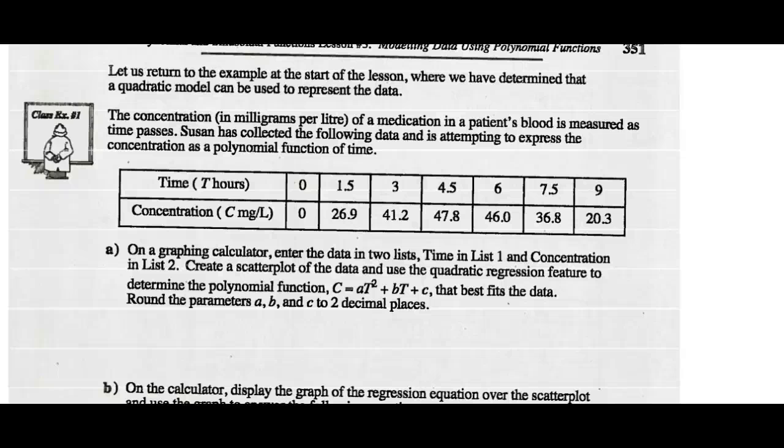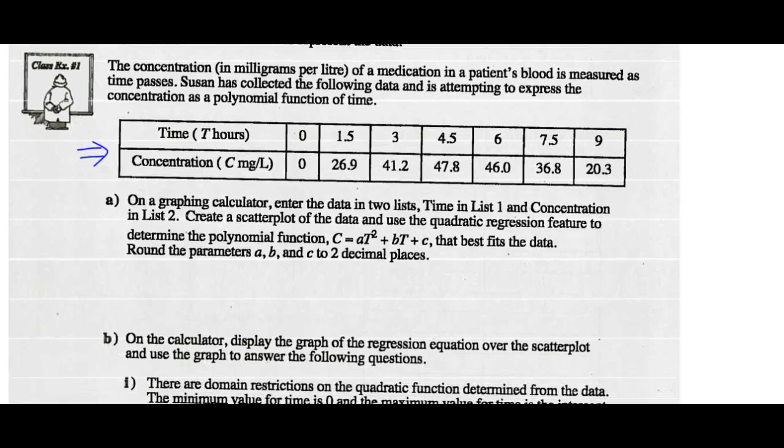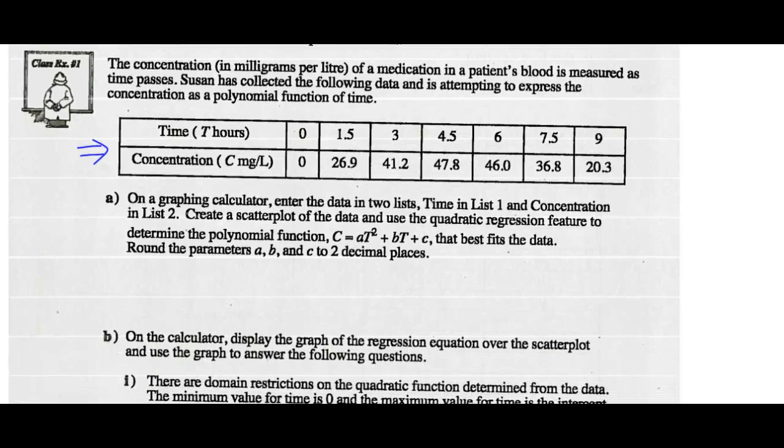So the concentration in milligrams per liter of a medication is given. We've got that already. We already plotted it on the last grid. Now it says on a graphing calculator, enter the data into 2 lists. Put time in list 1, concentration in list 2. Create a scatter plot. We will do that. We figured it best matched a quadratic function, so let's use quadratic regression to get an equation of the polynomial that best fits this data.